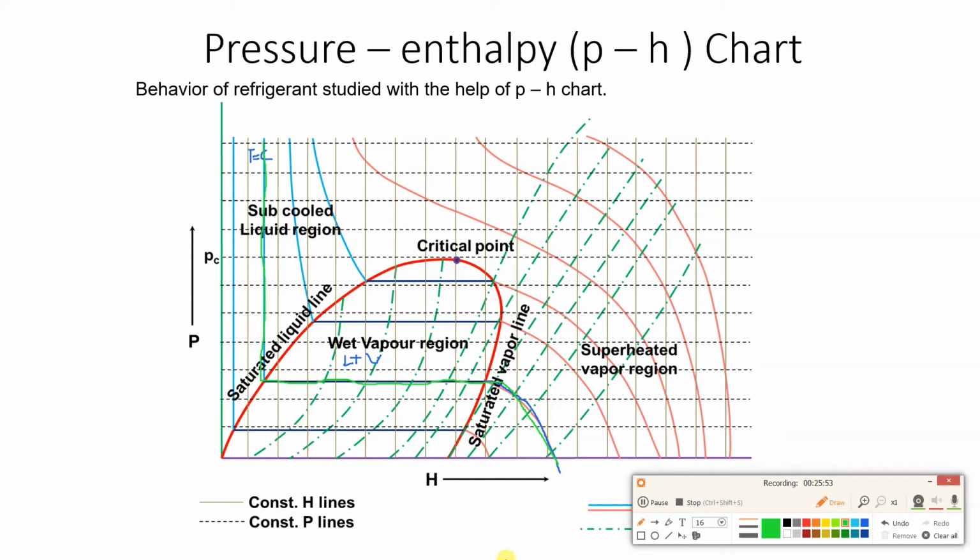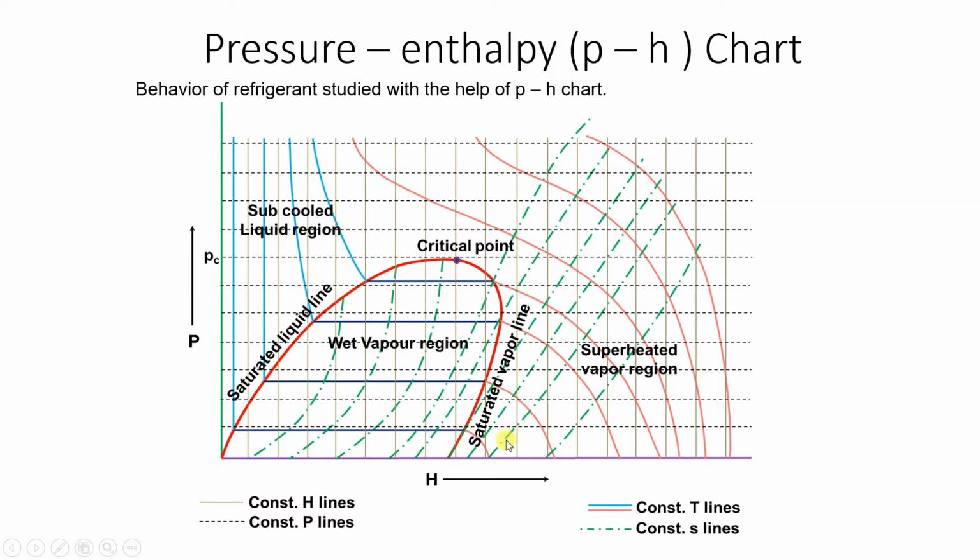Next we will see constant entropy curves. Here you can see these slanted lines. These are constant S lines, so entropy is constant.